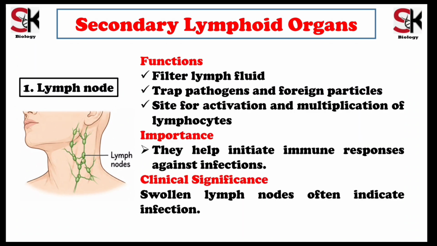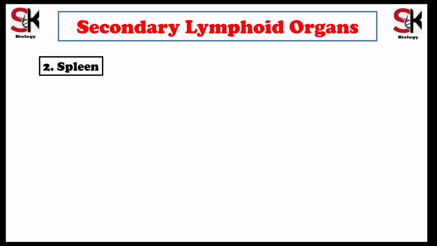Coming to the functions of the lymph node, it filters lymph fluid, traps pathogens and foreign particles and activates lymphocytes. Its importance is that swollen lymph nodes often indicate infection or immune activity. Next, the secondary lymphoid organ is the spleen.